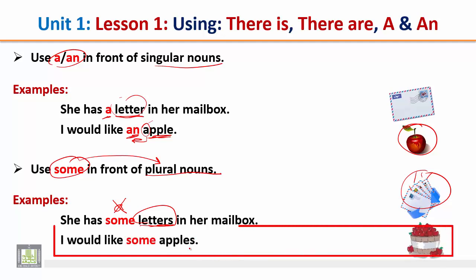I would like some apples. Again, the word apples is a plural noun. We have many apples here, so we use some. But can we say an apples? No, we cannot. This is wrong. Again, why? Because this is a plural noun. We use an with singular nouns.